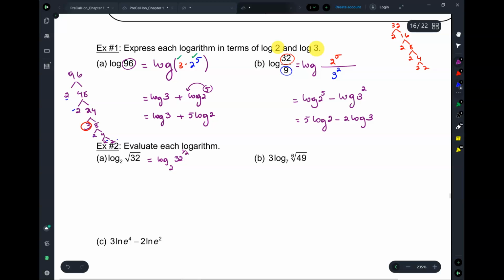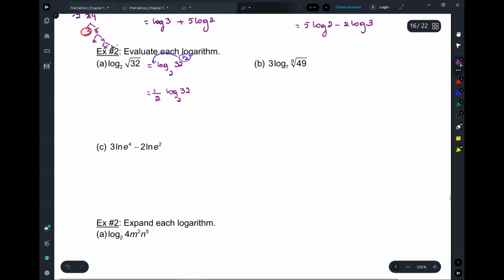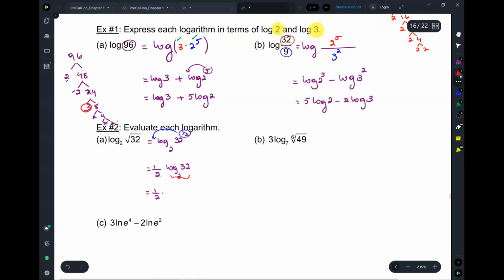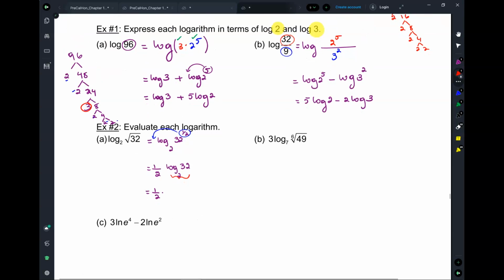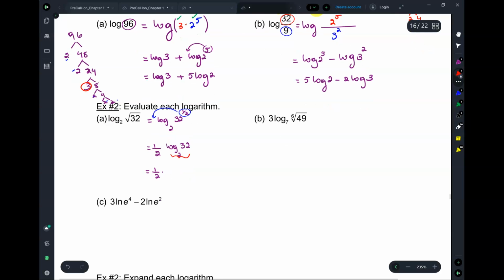Okay, now, what happens to the half? Goes to the front, so this will be 1/2 log base 2, 32. Okay, now, this is 1/2 times. Do we know what this is from the previous lessons? It's 2 to the 5th, 2 to the 5th, right? So what's the answer here then?